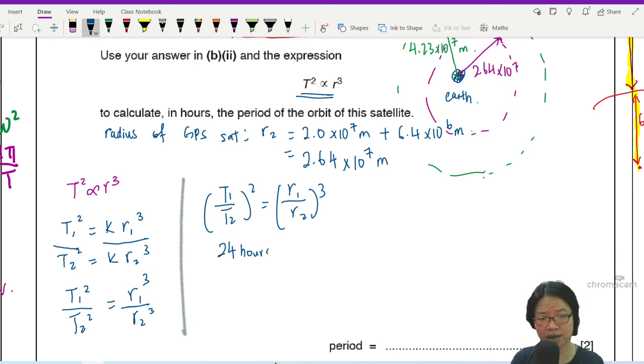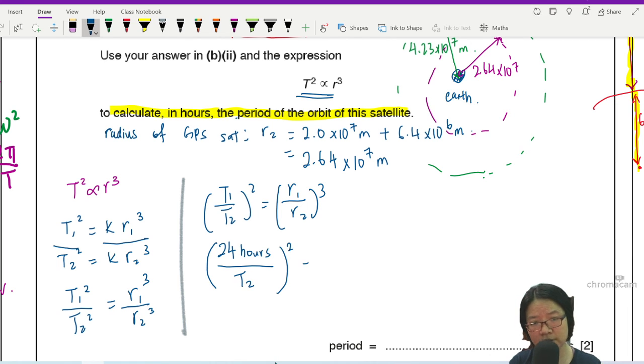Miss, don't we need to convert? I thought you said we need to convert. First you ask yourself, did we invite the VVIP, the gravitational constant? We are looking for the period. Calculate in hours the period of this satellite. So we are actually looking for T2. I'm going to put T2 here.